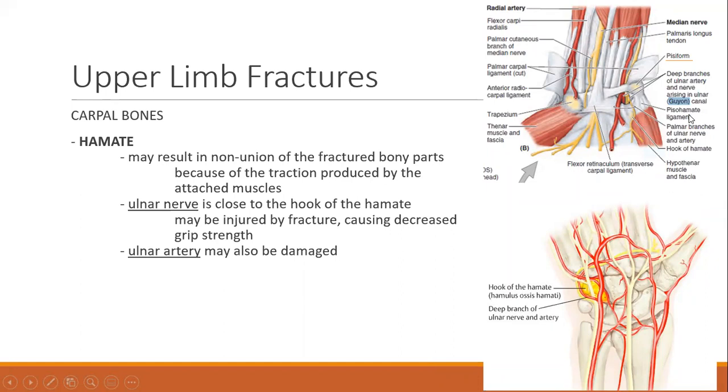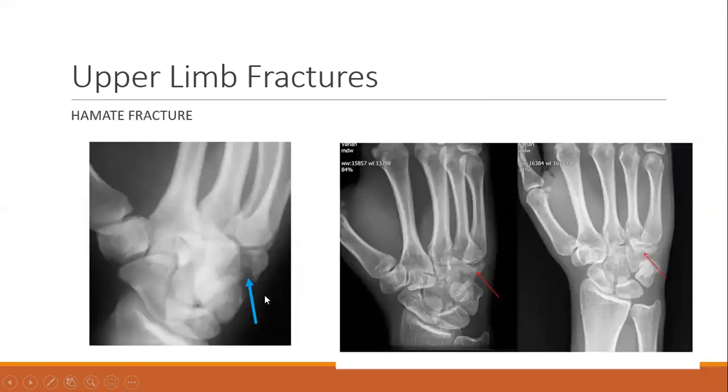Other thing that's important, there's a structure called Guyon's canal, and deep branches of your ulnar nerve and artery are passing through it. The canal itself is made out of tendons and ligaments, but the hook of hamate is right here. So they're all really close to one another. If you break your hook of hamate, you can damage your ulnar nerve or your ulnar artery, at least the branches. And then again, pictures showing the breaks themselves.